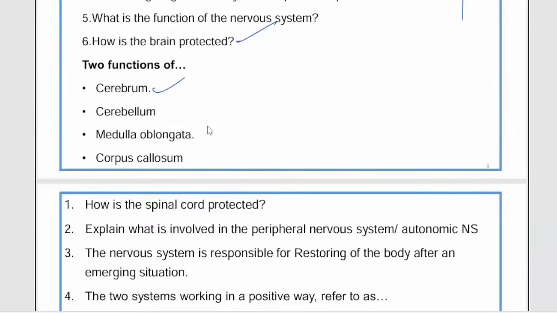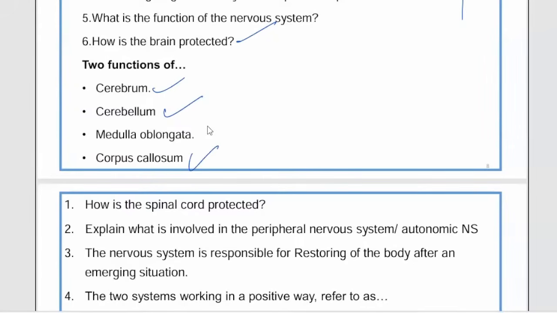Functions of cerebrum, we say that it receives and interprets all the sensation, controls all voluntary actions, and is a center for higher thought processes like memory, reasoning, and judgment. Cerebellum, we say that it's muscle tone and balance and equilibrium. Medulla oblongata, involuntary actions and also coordinates voluntary movements.